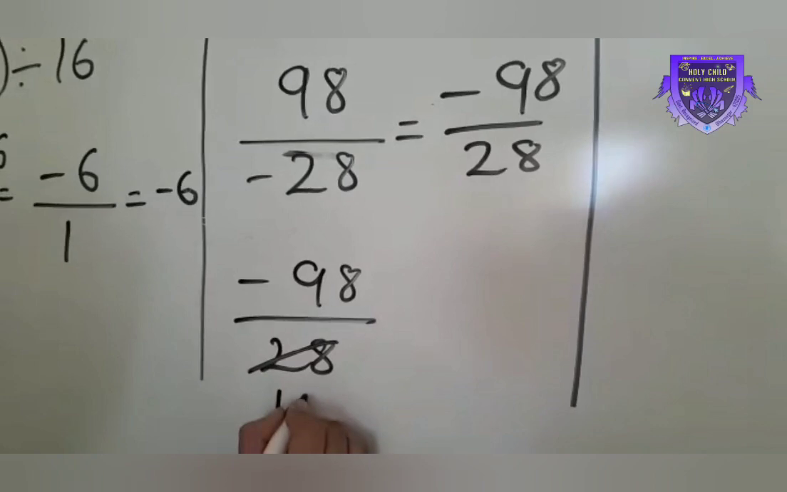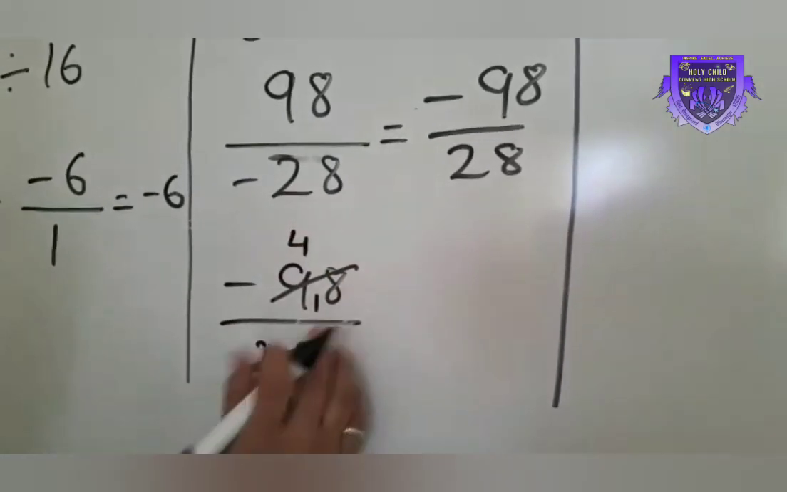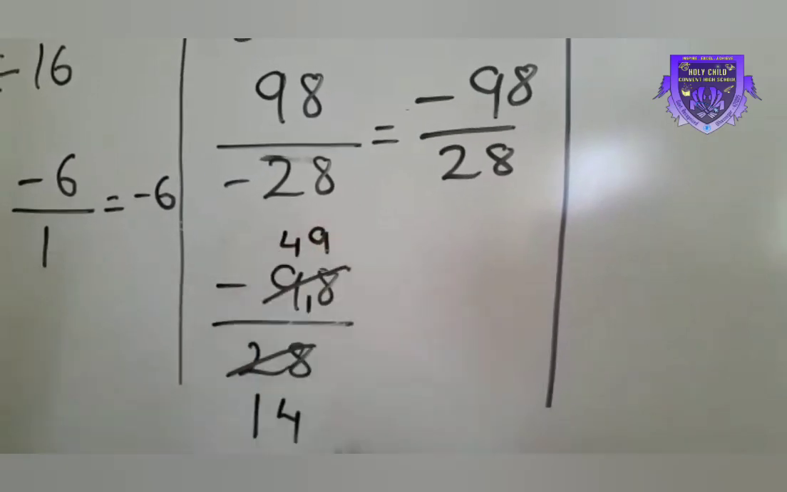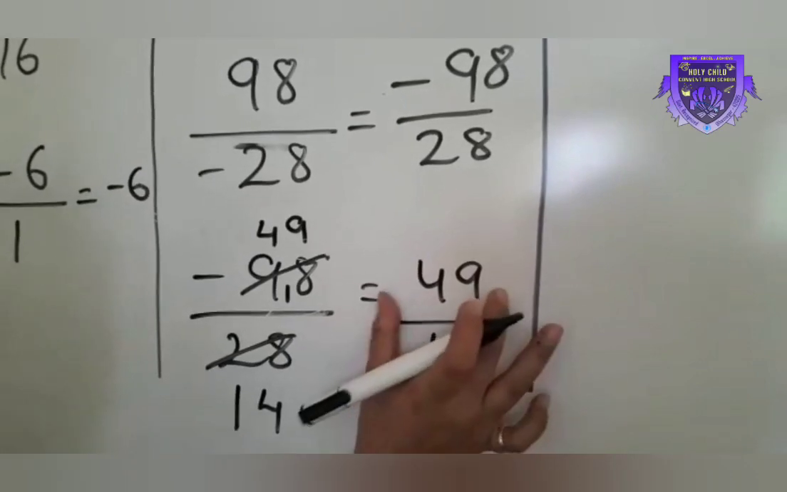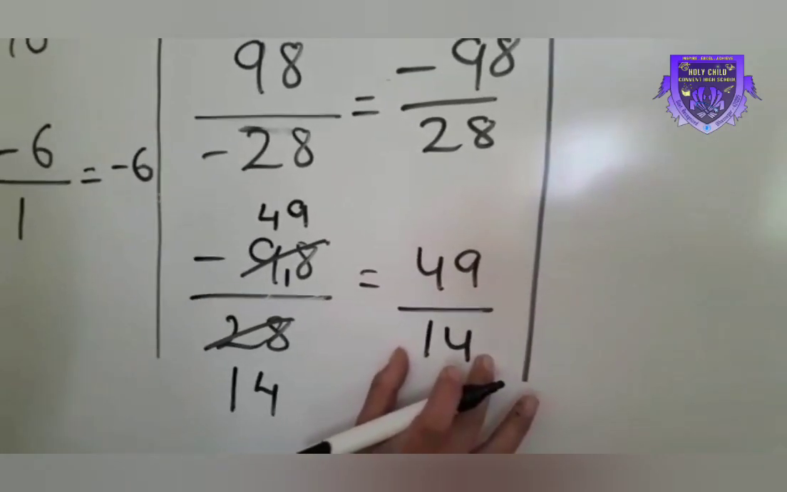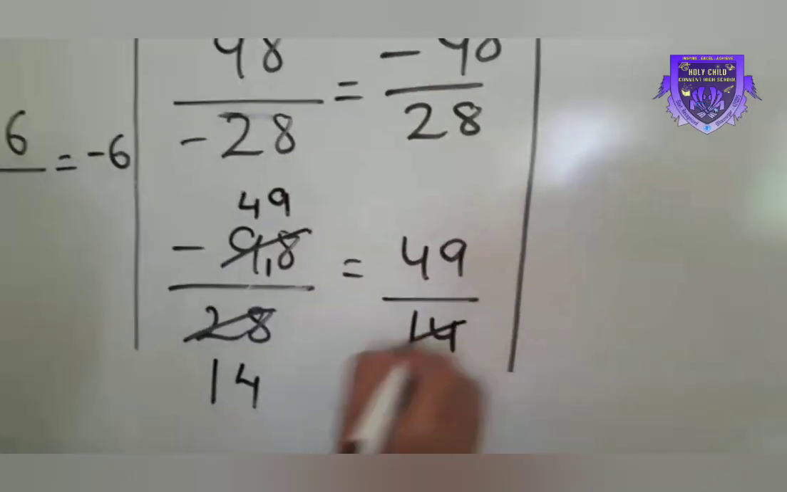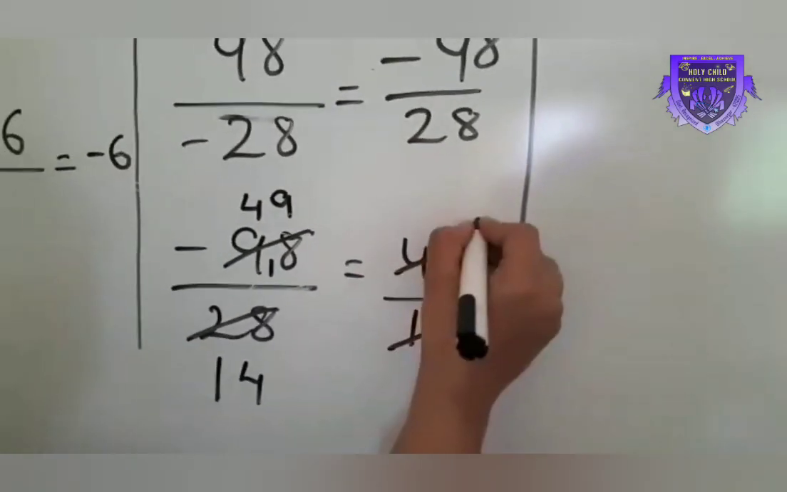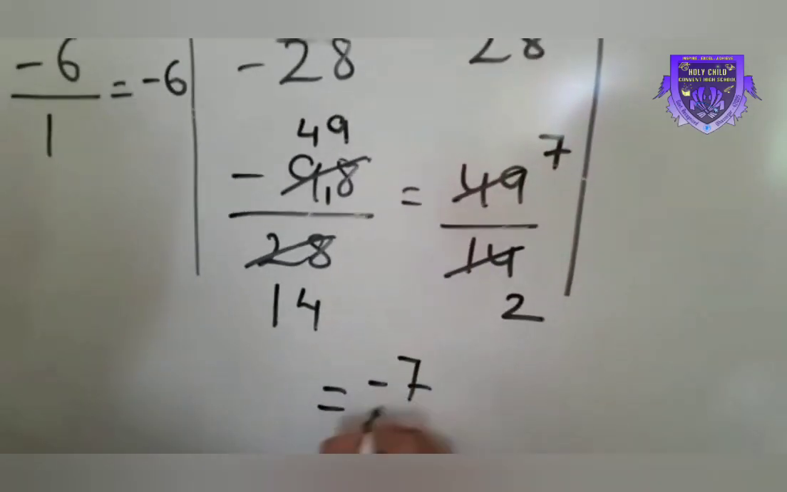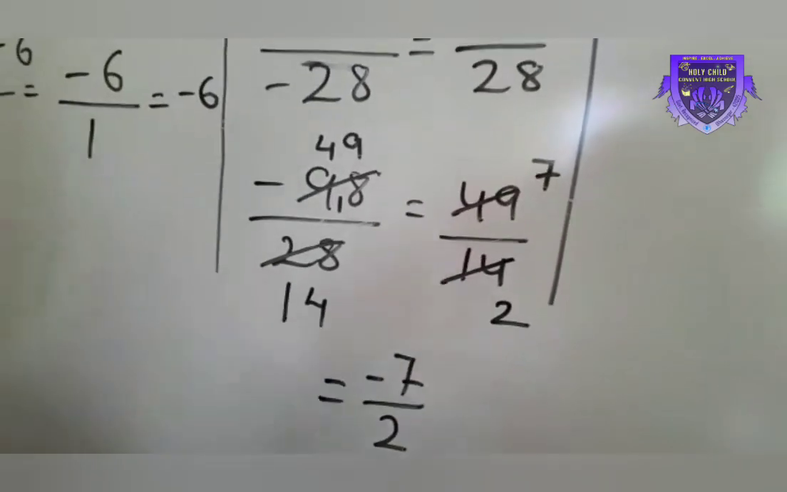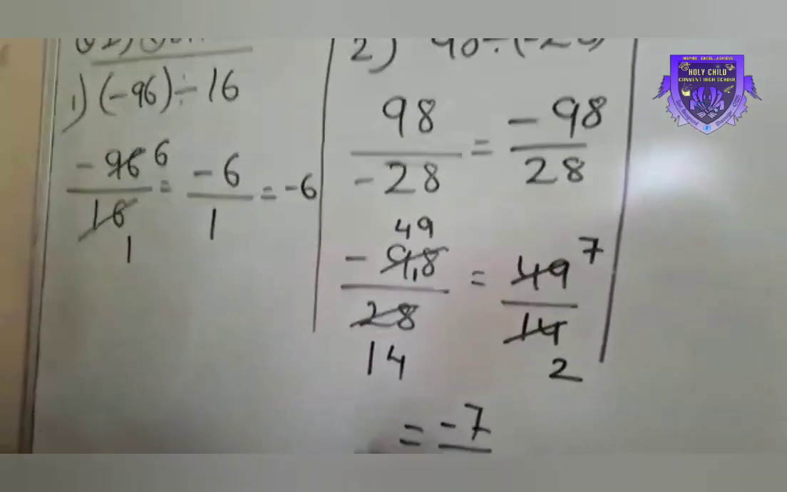2 ones are 2, 2 fours are 8, 1 remained, 18 comes for 9 times. So what will we get? 49 upon 14. Do 49 and 14 come in one table? Yes, they both come in the table of 7. So 7 twos are 14, 7 sevens are 49. So what answer will we get? Minus 7 upon 2, because here in the numerator we have the negative sign. This is our answer.